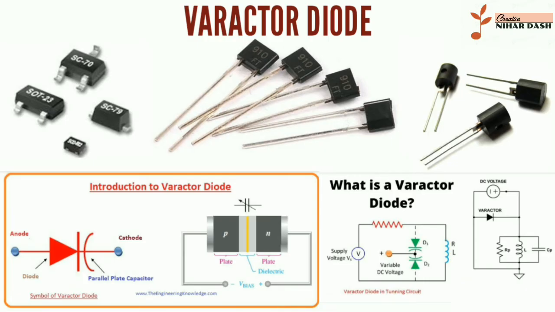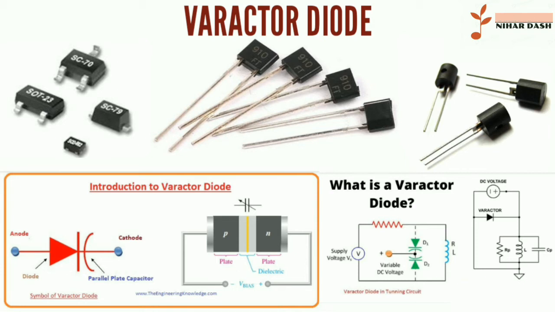Varactor diode definition: the diode whose internal capacitance varies with the variation of the reverse voltage. Such type of diode is known as the varactor diode. It is used for storing the charge. The varactor diode always works in reverse bias, and it is a voltage-dependent semiconductor device. The voltage-dependent device means the output of the diode depends on its input voltage.